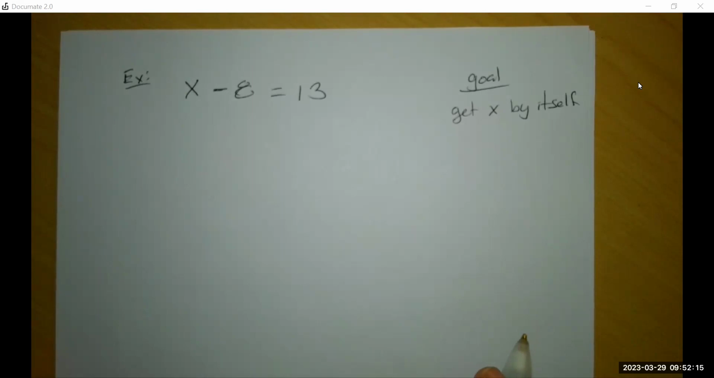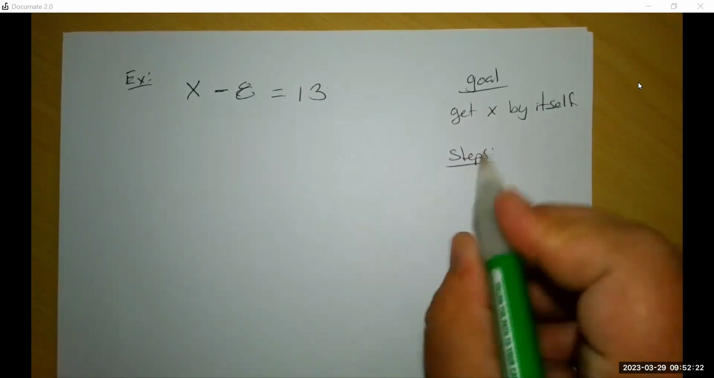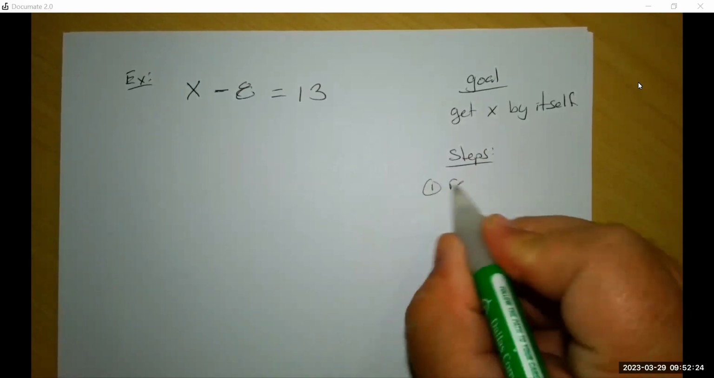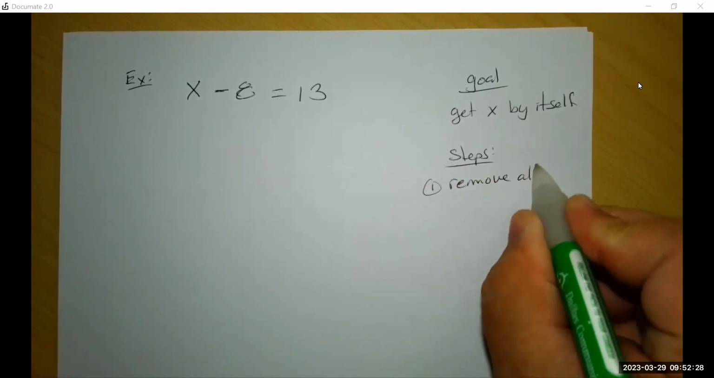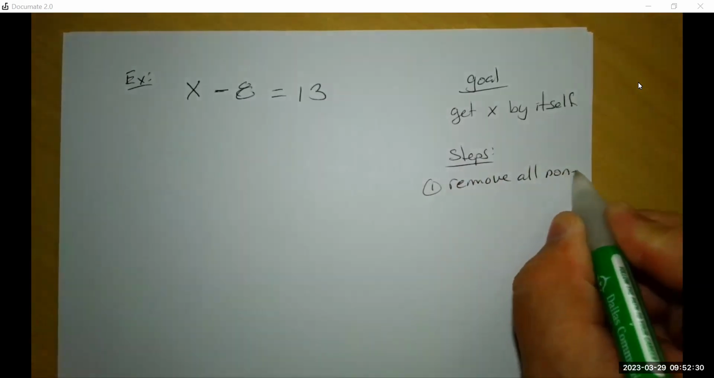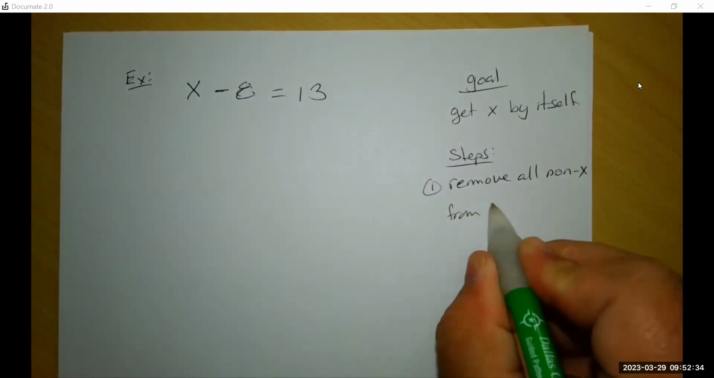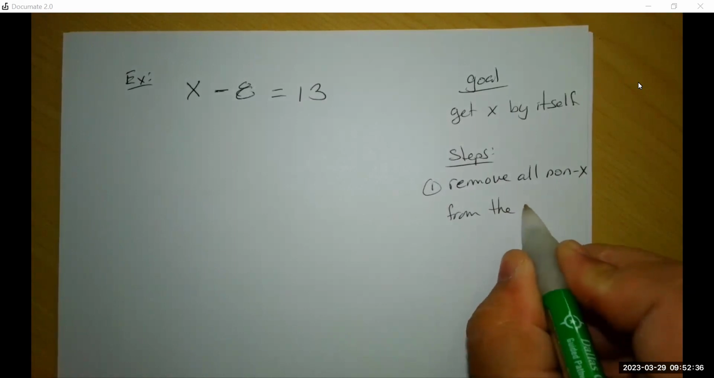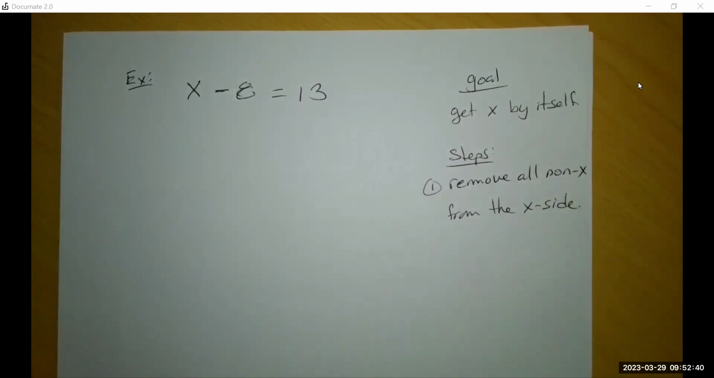So to get X by itself, what do you have to do? Step 1: remove all non-X's from the X side. So we'll get X by itself. So what do we have to get rid of?